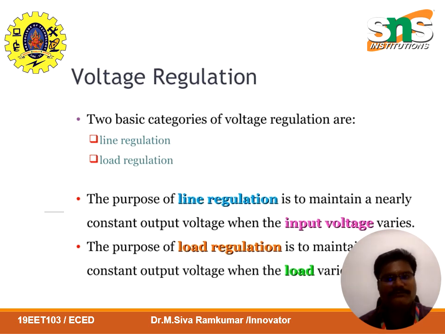Let's briefly explore the two key types of voltage regulation in a power supply. First, line regulation ensures a constant output voltage even if the input voltage changes. Second, load regulation keeps the output stable when the load or current demand changes. Both are crucial for protecting sensitive electronic devices. Think of it like cruise control for voltage, steady no matter the terrain.